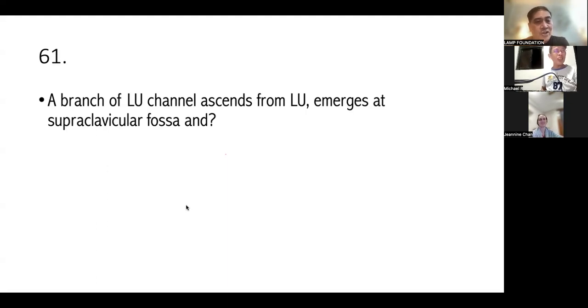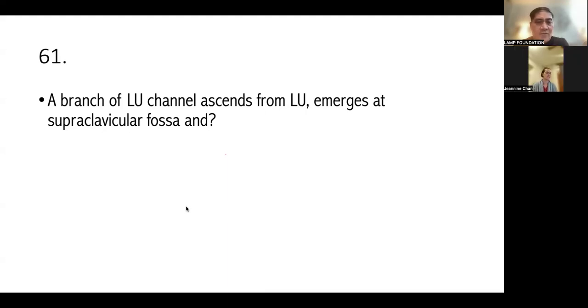A branch of the lung channel ascends from the lung, emerges at the supraclavicular fossa, and ascends across the throat and converges with the large intestine. Okay. That's why it's so effective. Kaya nawawala yung boses.